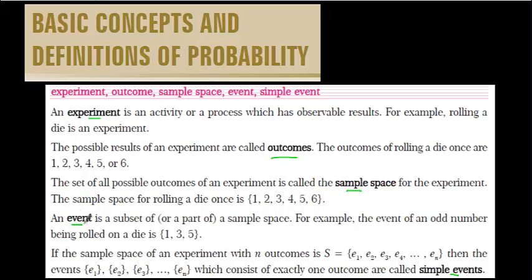An event is a group of parts, or part, of a sample space. Let's say this is the sample space: 1, 2, 3, 4, 5, 6, and you can get the event even numbers. What is the probability of even numbers? When you say 2, 4, 6, that is our event set. And simple events: each event here, there are 6 events for this one, and each event is called a simple event.